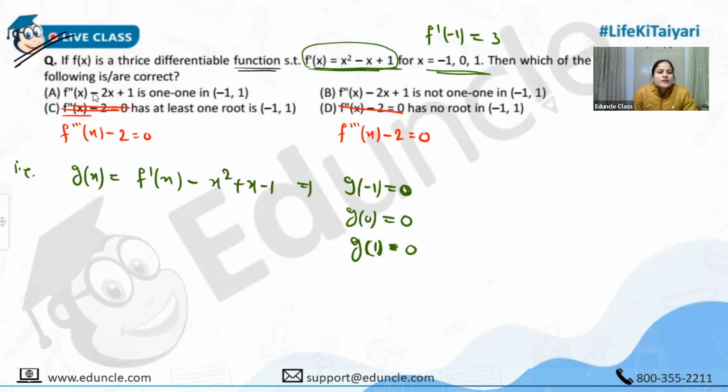Yes, it is an easy question. So what is asked here: f double dash x minus 2x plus 1 is 1-1, and it is not 1-1, and f triple dash x minus 2 equal to 0 has at least one root and has no root.